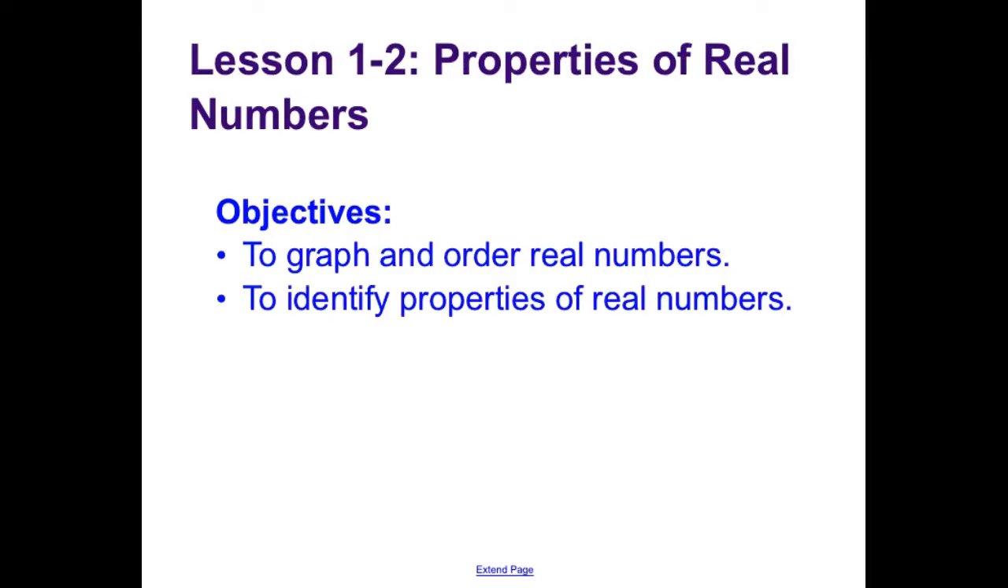This is Algebra 2, Lesson 1.2, Properties of Real Numbers. We have two objectives for this lesson. One is to be able to graph and order real numbers, and the second is to identify properties of real numbers. So let's begin by talking about real numbers.